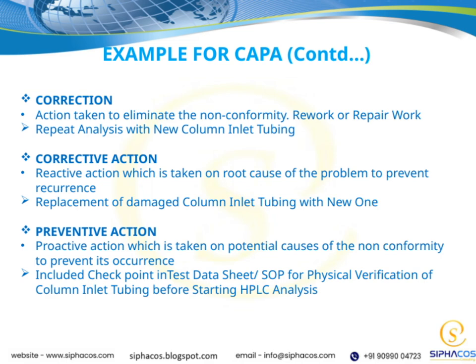Then, we look at preventive action. This is a proactive measure. Instead of waiting for a problem to occur, we implement checks to catch potential causes early. An example here is adding a checkpoint in the test data sheet or SOP, specifically for the physical verification of the column inlet tubing before starting HPLC analysis. This helps us prevent nonconformities from happening in the first place.